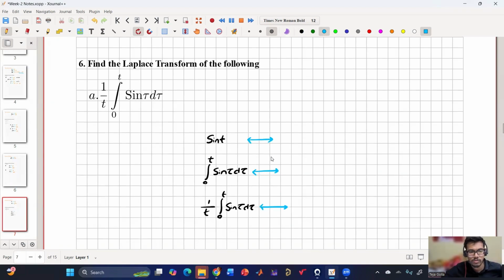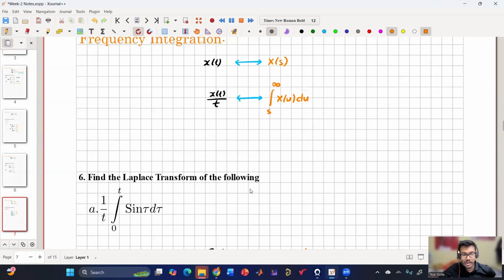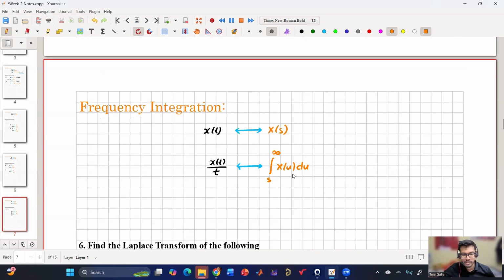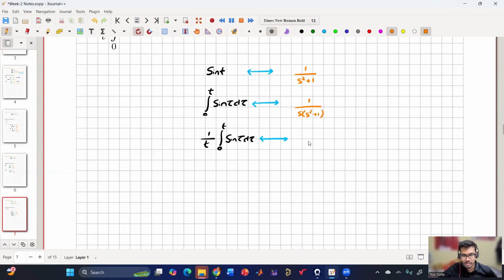Okay, so what is the Laplace transform of sine t? 1 upon s square plus 1. What is the Laplace transform of integral 0 to t sine tau d tau? 1 upon s into s square plus 1. Yes, very good. So this is the time integration property that we have learned. So now if I do 1 by t into integral 0 to t sine tau d tau, now it is coming to frequency integration. So what will be the expression? X of t by t integral s to infinity x of u du, right? So what is the expression here?